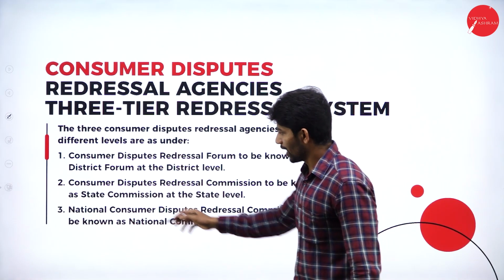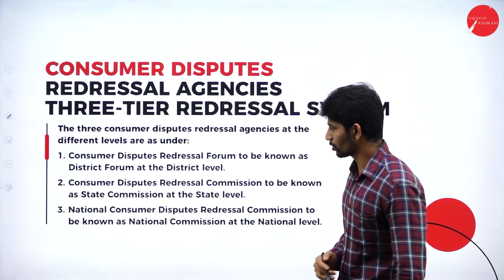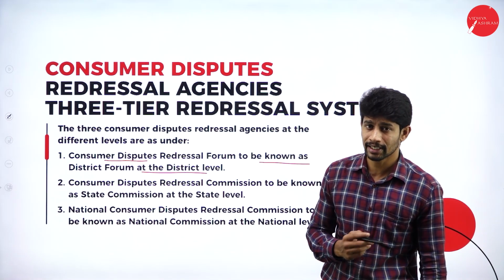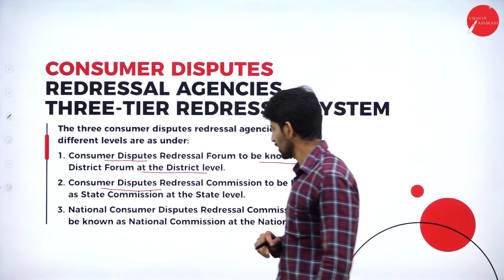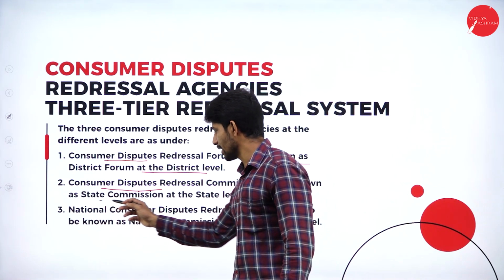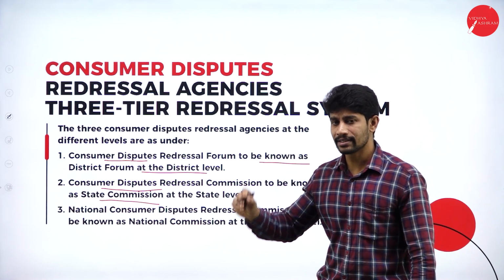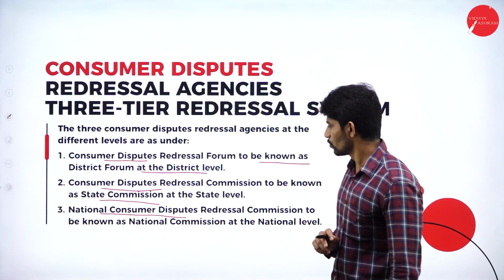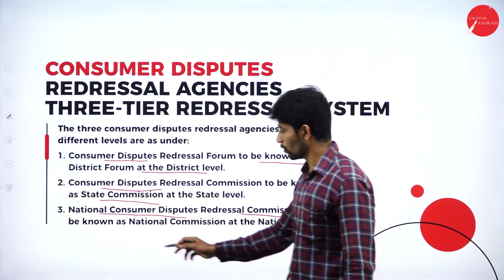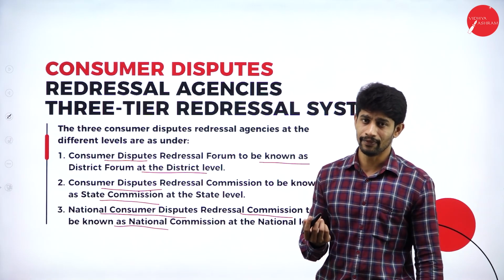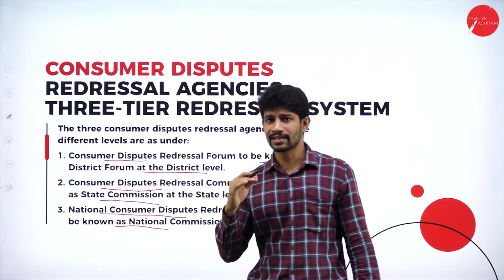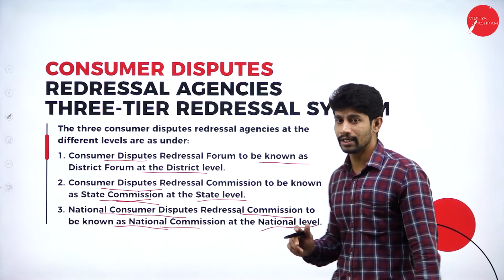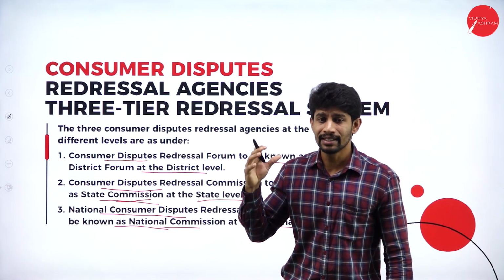So here you can look into the 3-tier redressal system. Which are those? Consumer Dispute Redressal Forum, to be known as the District Forum at the district level. Second, Consumer Dispute Redressal Commission, to be known as the State Commission at the state level. And the National Consumer Dispute Redressal Commission, to be known as the National Commission at the national level. So the first one is the District Forum at district level, second one is the State Commission at state level, third one is the National Commission at national level. This is the 3-tier redressal system.